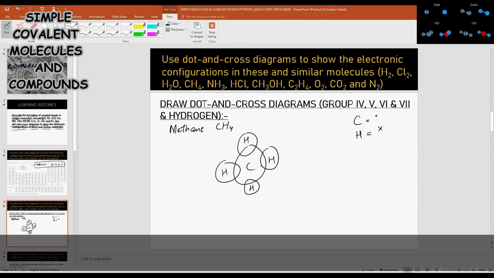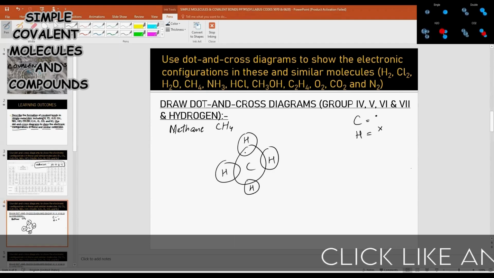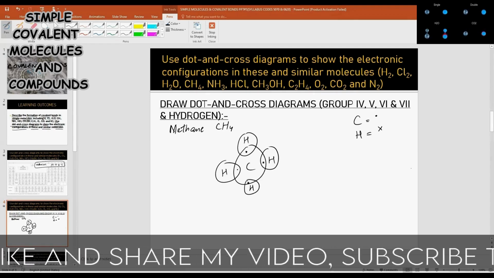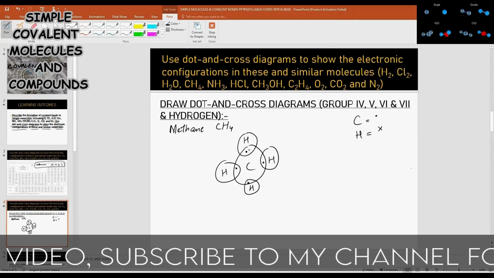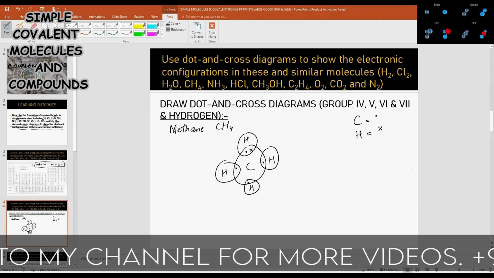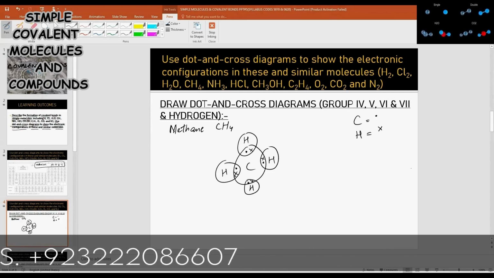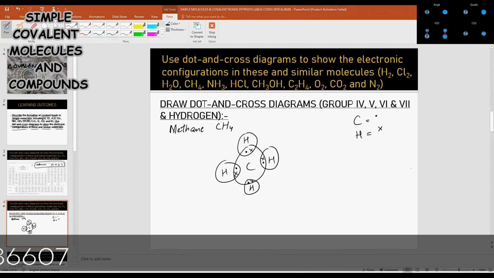The final dot and cross diagram will be like this. Let's show the valence electrons for the carbon atom: 1, 2, 3, 4. We know hydrogen has only 1 electron, so they all will share with the carbon atom. 1 for this hydrogen, 1 for this hydrogen, 1 for this hydrogen, 1 for this hydrogen. So this is the final dot and cross diagram for methane.